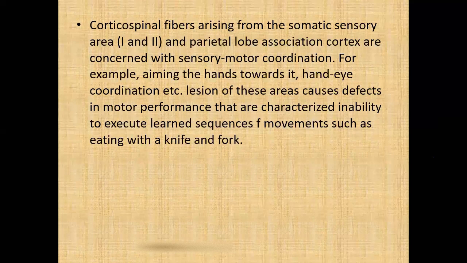Now, this is very important that whatever goes up as a sensation is responsible for whatever is coming down as a motor effect. So, there has to be some coordination between the two. And here we learn that this is controlled by the corticospinal fibers which are arising in the somatic sensory area 1 and 2 and the parietal lobe. So they are kind of connectors between the sensory cortex and the motor cortex.